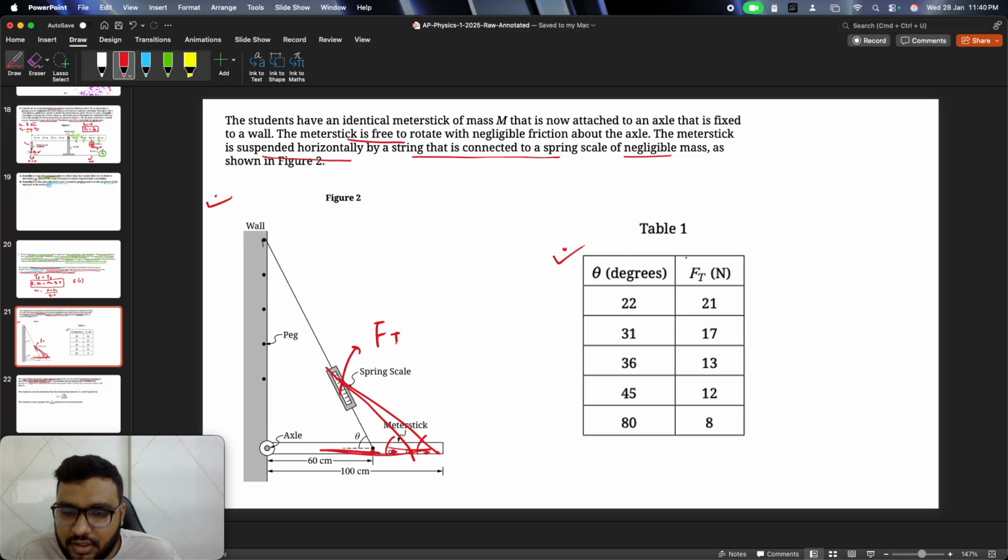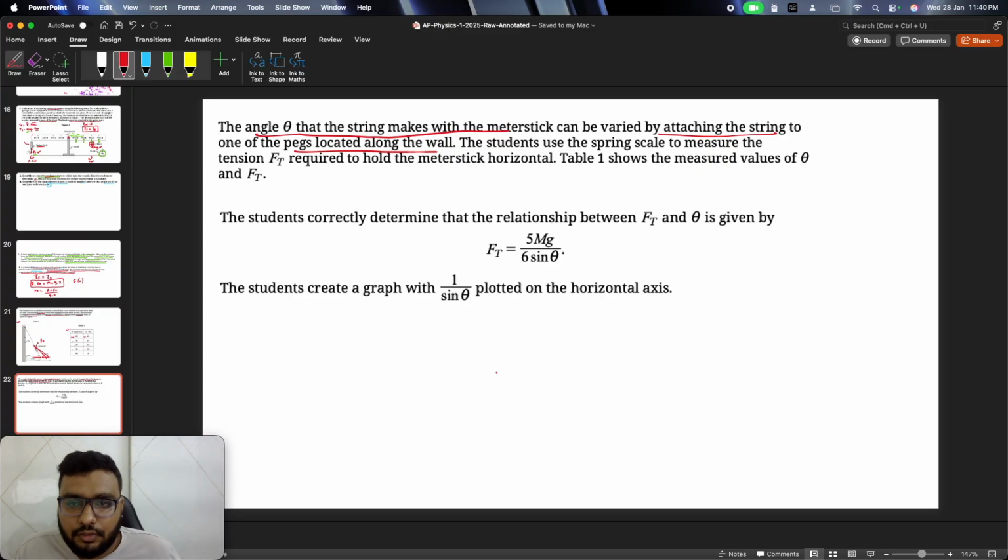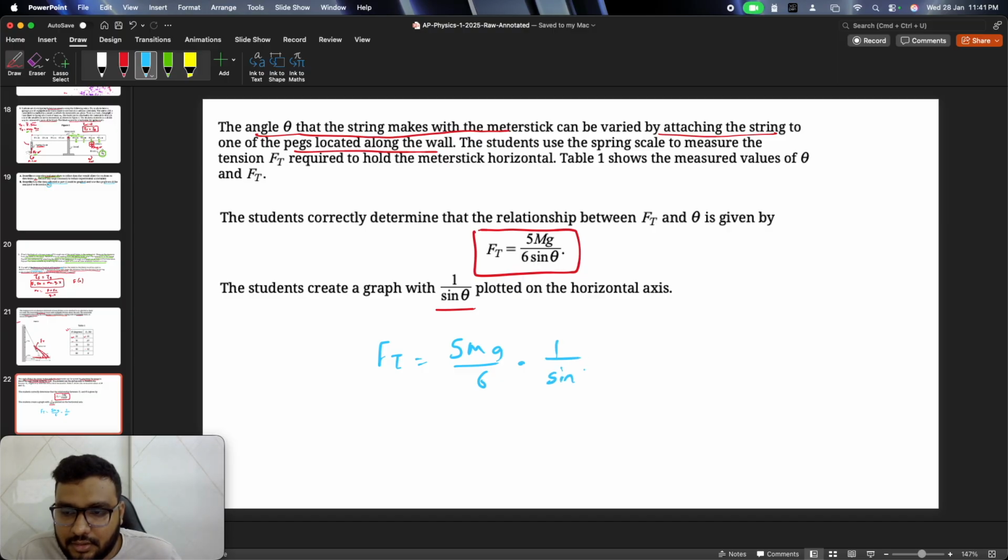So this is Table 1, which shows the experimental data: 22, 21, 31, 17, 36 degrees. The force required is 13 newtons, 45 degrees, 12 newtons, like that. Now the students correctly determine the relation between F_T and theta, and they create a graph with 1 upon sine theta plotted on the horizontal axis. So I can say that the graph will have F_T equals 5mg upon 6 times 1 upon sine theta. So this is already on the x-axis.